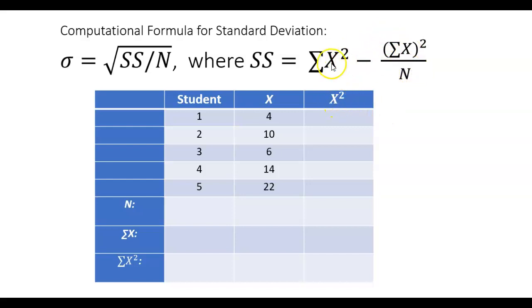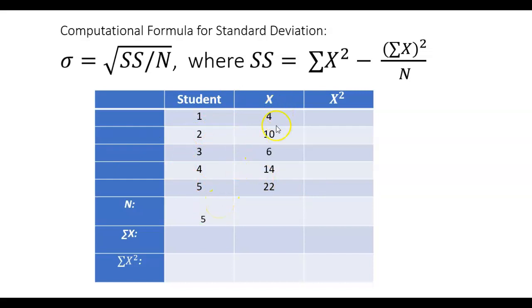So to get the sum of x squared, this first one, you actually have to square each x value and then add it up. And so I'll show you how we're going to do that. To get the n, you just count the number of scores you have, so 5 total scores. And then for the sum of x, you just add up all the scores. So let's see how that works. For n, I have 1, 2, 3, 4, 5 students.